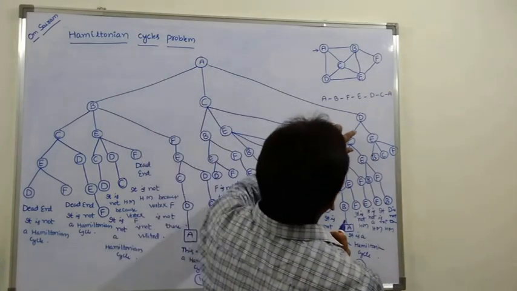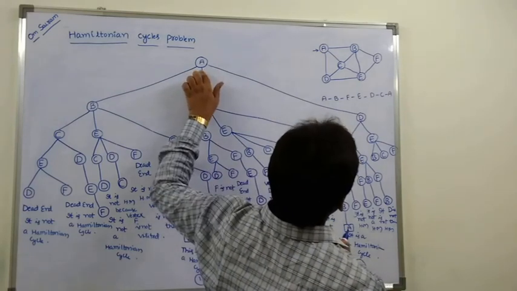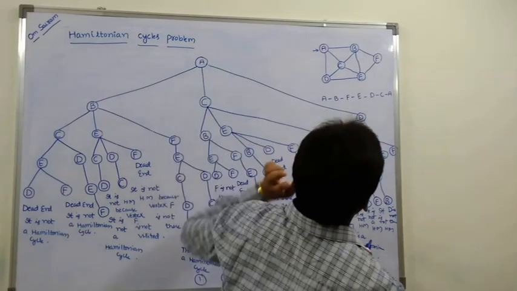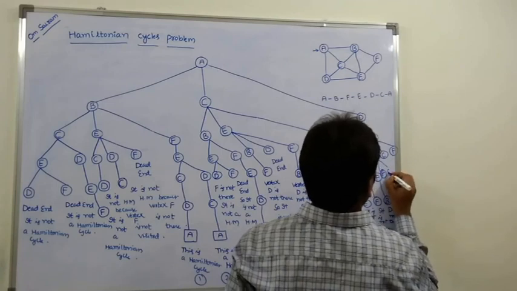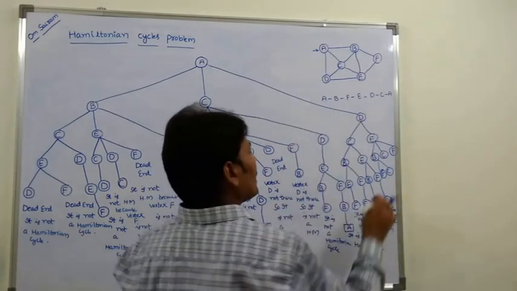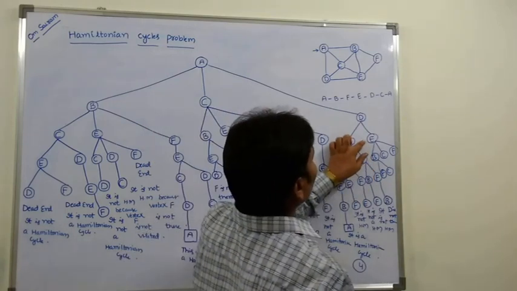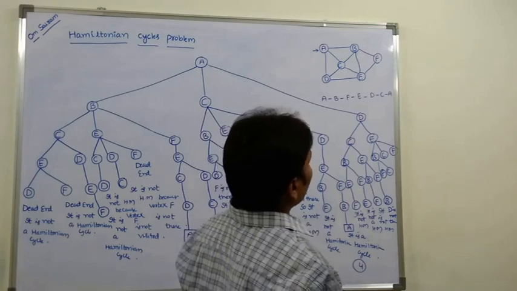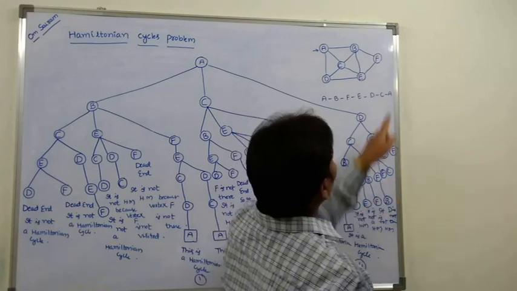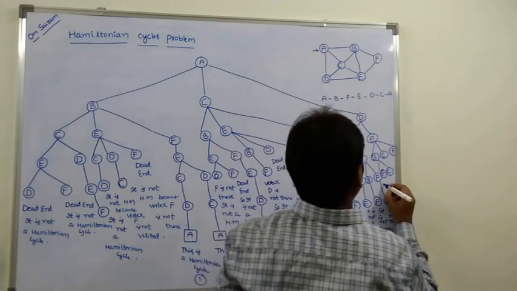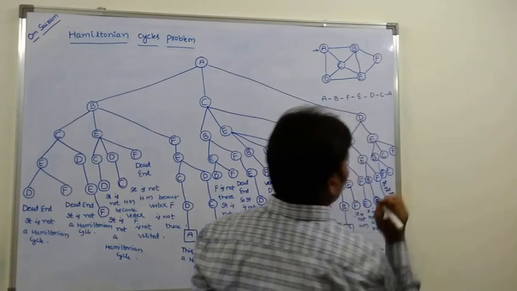A, C, F, E. So A and E already completed. So only F and C are not there. So that is F and that is C. So what are the adjacent nodes for F? B and E. B is already completed, E is already completed, but there is no direct edge between F and A, so it is not a Hamiltonian cycle.